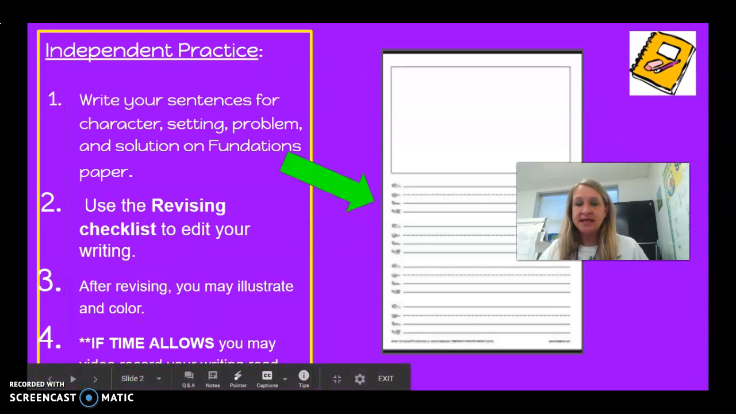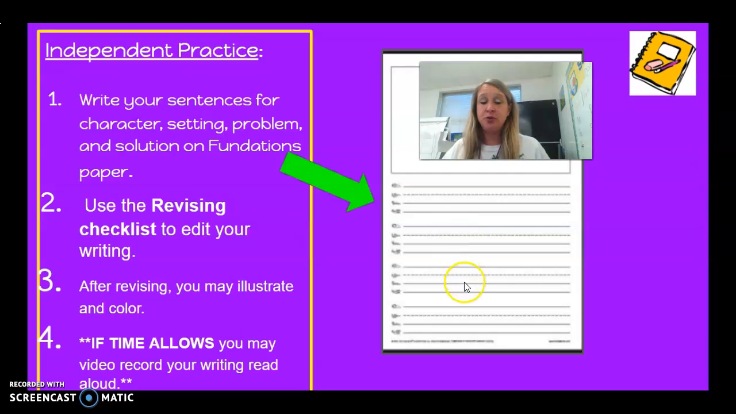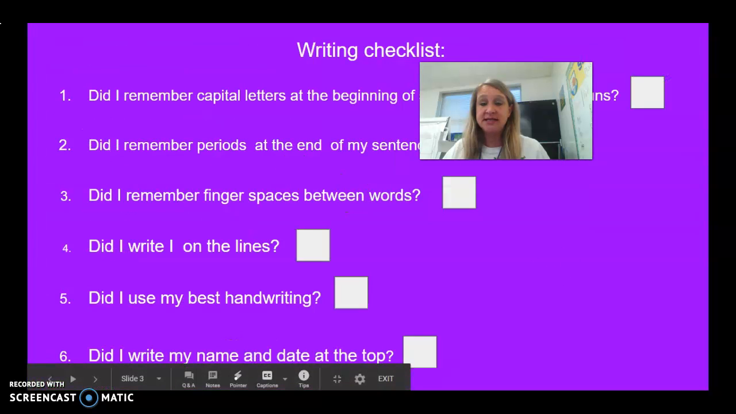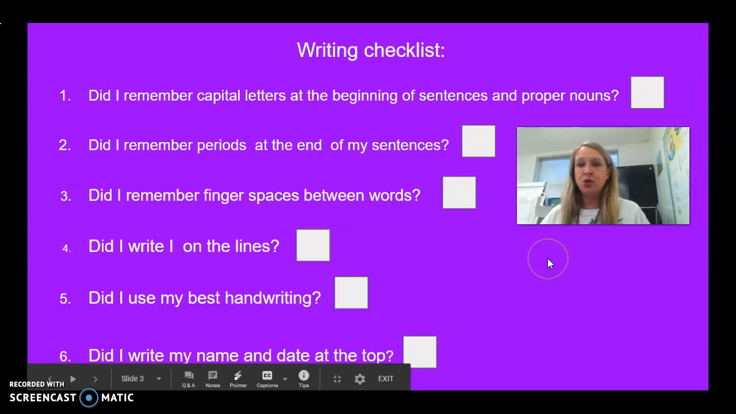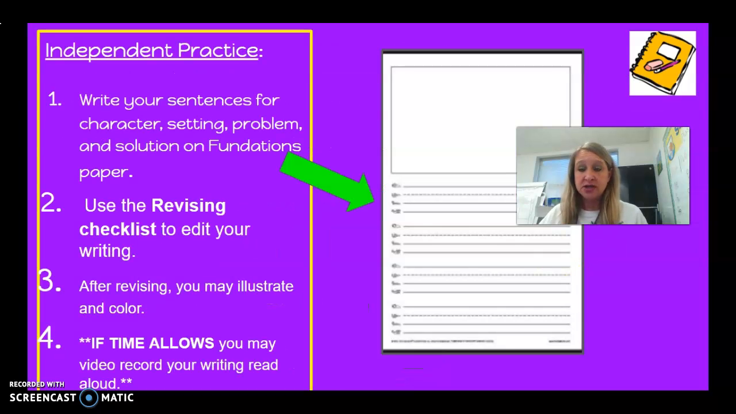So today you're going to get this fancy paper and you're going to write your sentences for your character, your setting, your problem, and your solution. And then you're going to use this checklist to revise your story. That means you're going to look for things that you need to have or mistakes that you might have made when you were writing your story. So let's get started with writing our story.